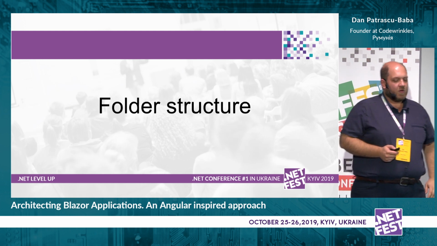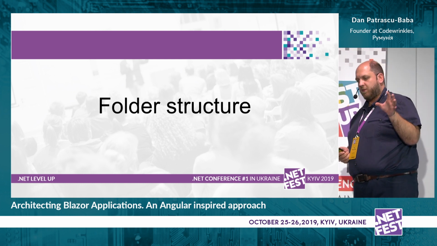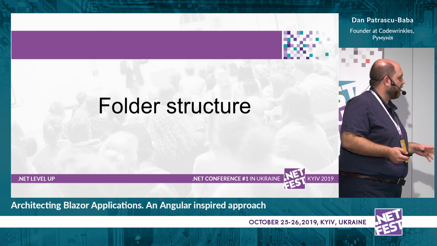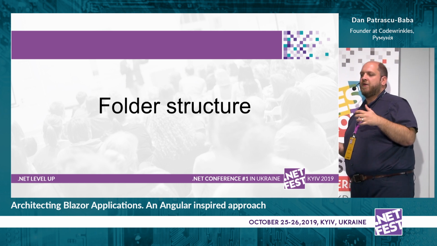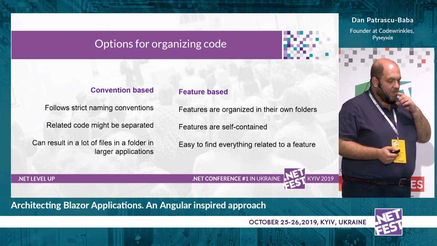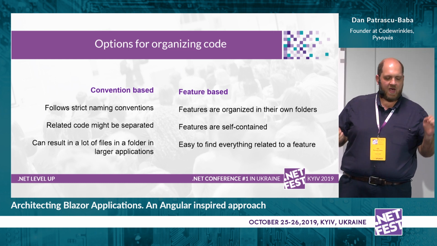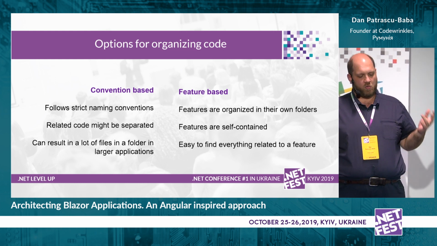Good. So now that we know a little bit about these differences between the Blazor hosting models and how Blazor is supposed to work, I guess we can go to the folder structure. This is the first topic that I would consider an architectural topic that we'll discuss. And when it comes to organizing code, we basically have two different approaches or options that we could go with.